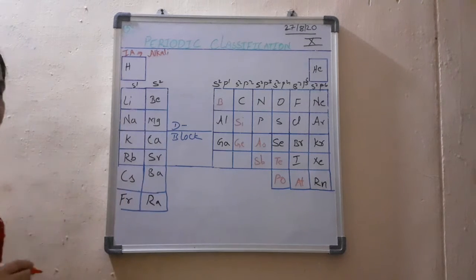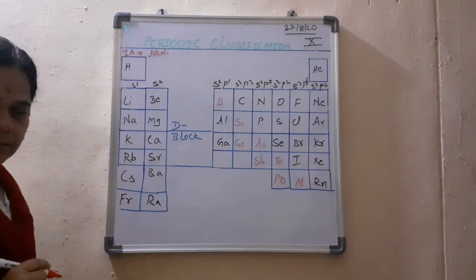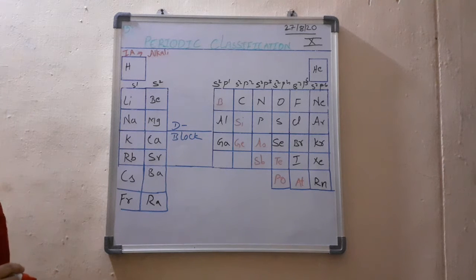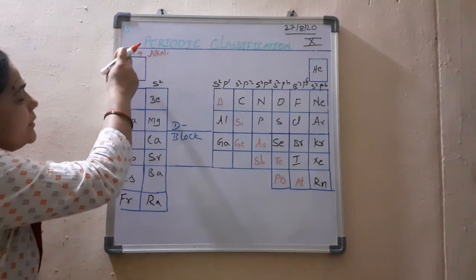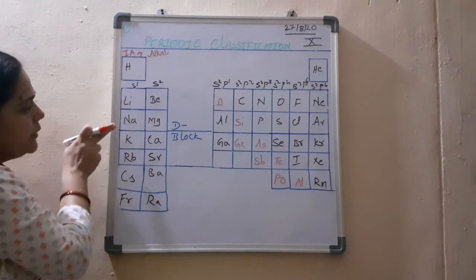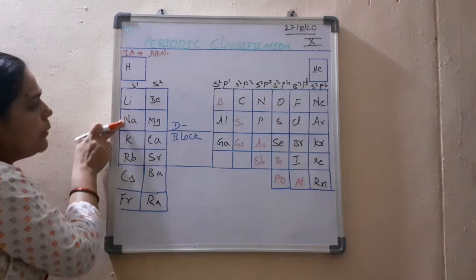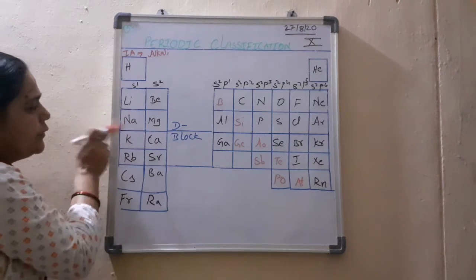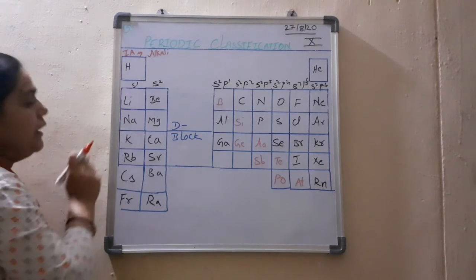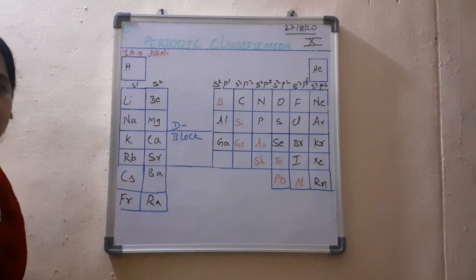Now, why are they called the alkali group? You all know what alkalis are. The bases which dissolve in water are termed as alkalis. If you see the first group elements from lithium, they all dissolve in water. The bases formed by lithium, that is lithium hydroxide, sodium hydroxide, potassium hydroxide, dissolve in water. That's why these are called the alkali group.